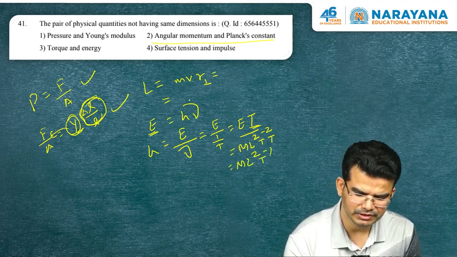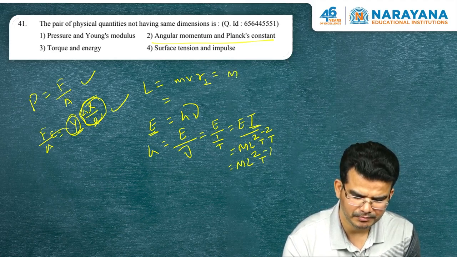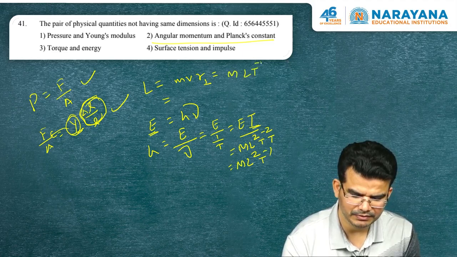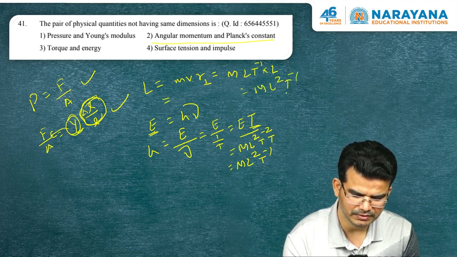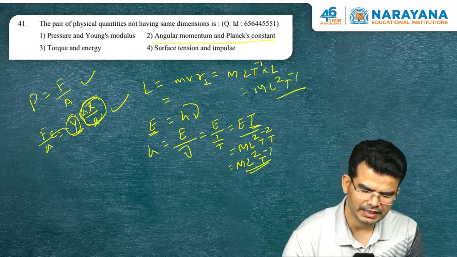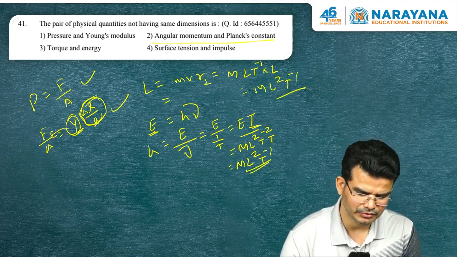Now, let us come to angular momentum. M for mass, velocity L t minus 1 and again L. So, it is m L2 t minus 1, again the same. So, the second one also has the same dimension, but they are asking for not the same. Let us come to the third one.